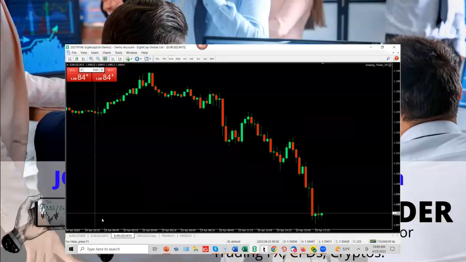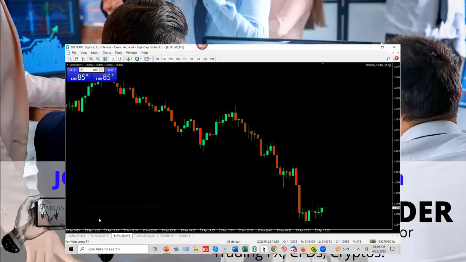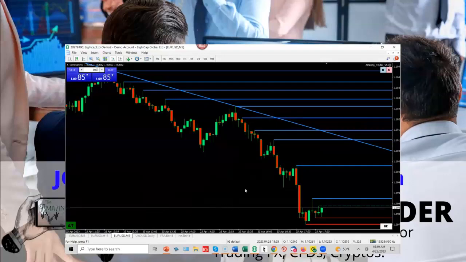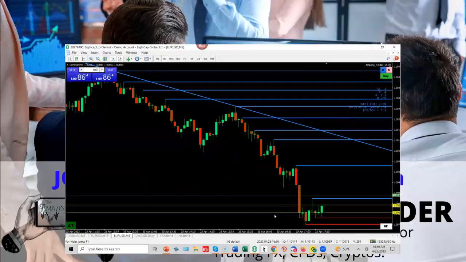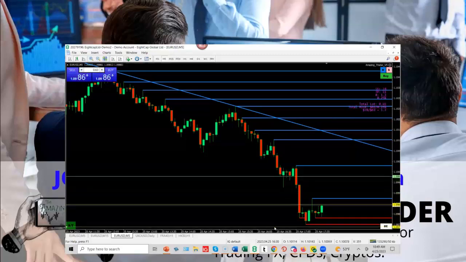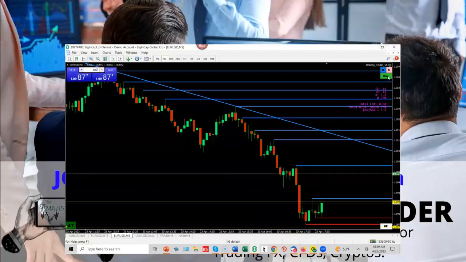Here's the euro. Holding that directional indicator. I'm not getting anything on a 15. But on a 5, it's starting to look like it could come into this region here. So let's see what happens.